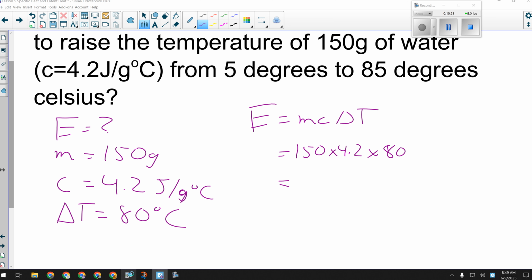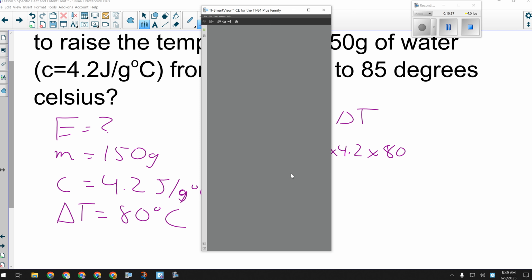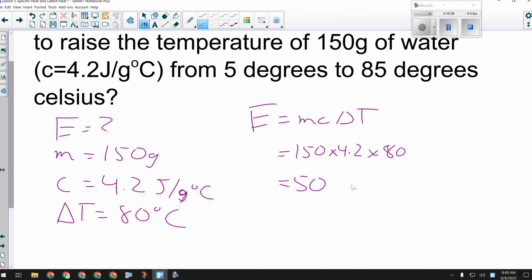Sorry guys, I forgot to fire up my calculator there. What does it come up to? 50,400? That's what I thought. 50,400 joules. Is that a lot of energy?